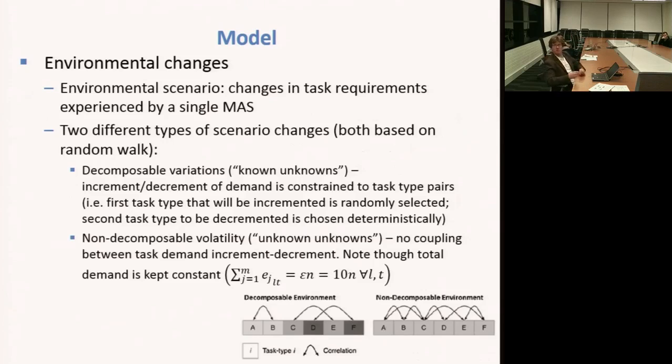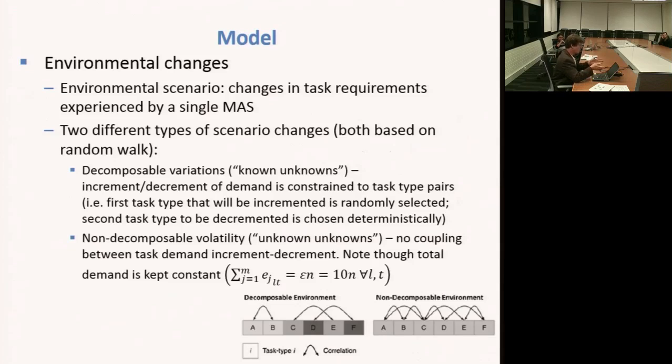This is depicted in this graph here, where the different shades under decomposable say this is predetermined. That if you change D, for instance, then you always have to change in the opposite direction F. While if you pick D in a non-decomposable environment variation, the next decrement can be in any other.